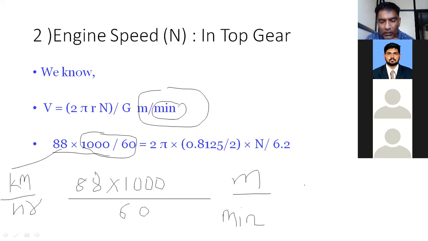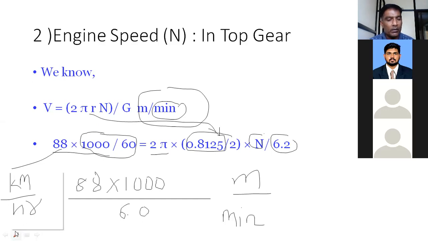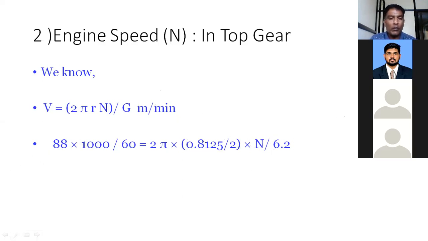Yes, sir. Okay. Then this one is 2 pi as it is. Diameter is given, divided by 2. We can get the value for this R, and N as it is, and ratio in top gear 6.2:1, that is given. Okay. So what is the value of N? Speed of the engine.